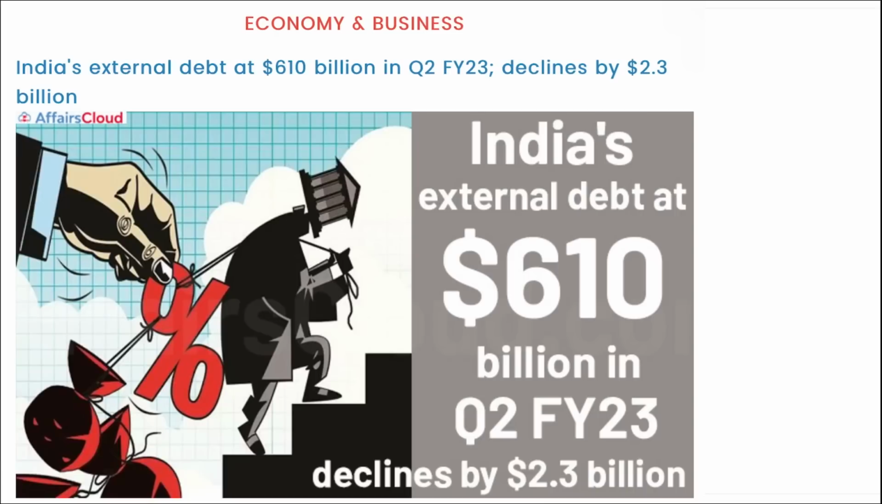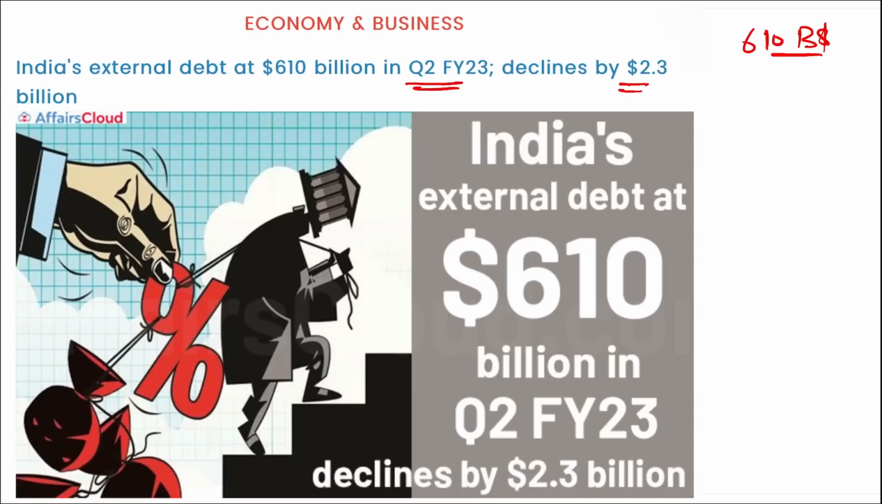Next we will be talking some about economy. India's external debt at $610 billion in the second quarter of fiscal year 23 declines by $2.3 billion. All right, highly important.